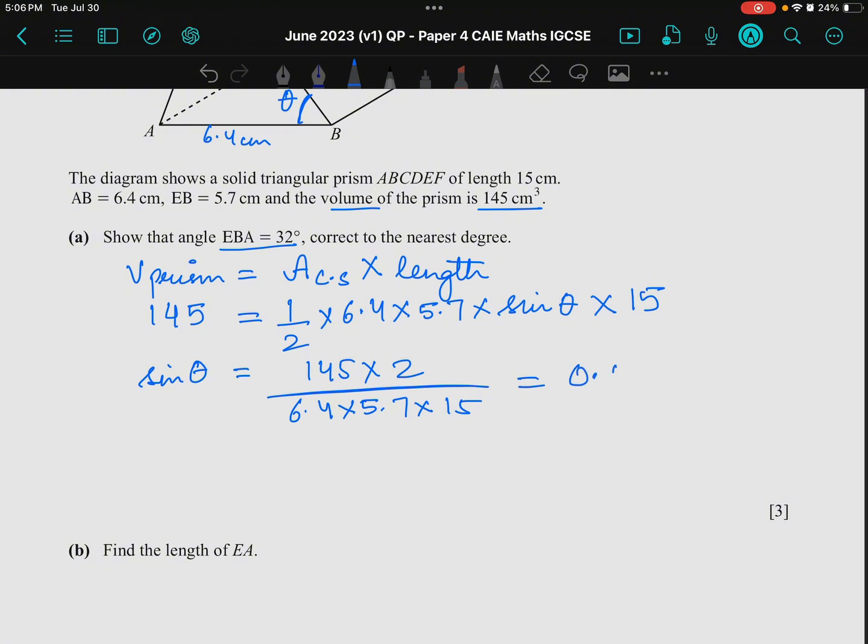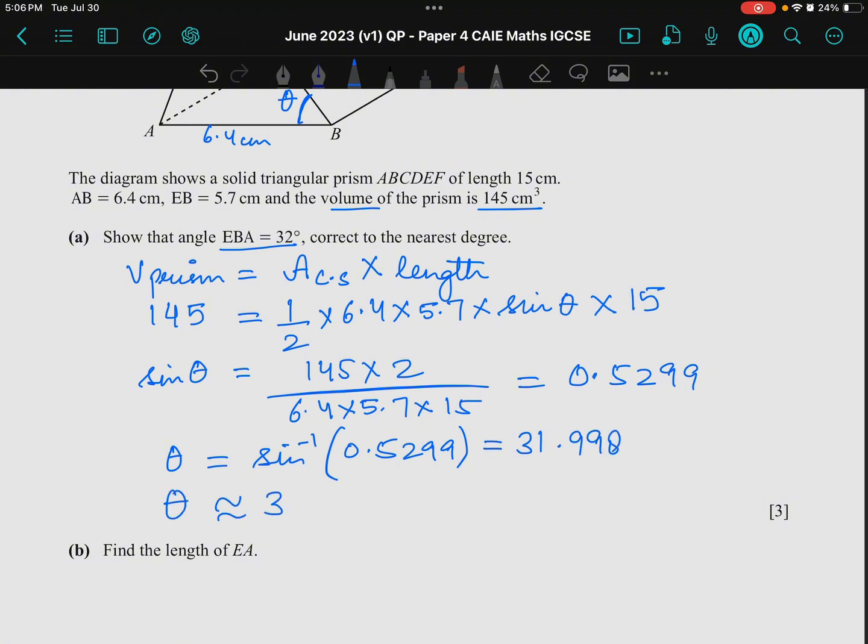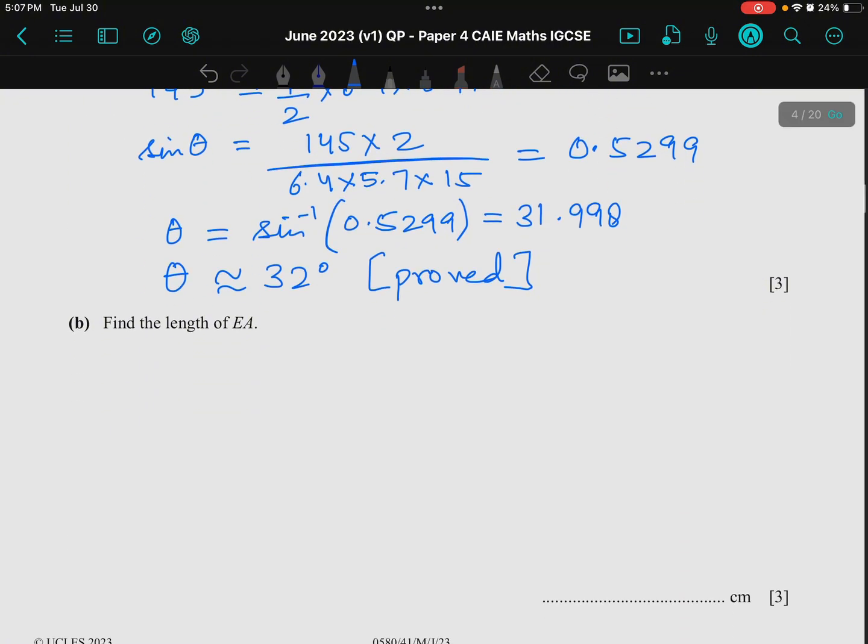When you solve, you will get 0.5299. So theta is equal to sine inverse 0.5299, which will give you 31.998 approximately. Then theta is equal to 32 degrees, which is proved. We have to show that. Means we have proved this thing.